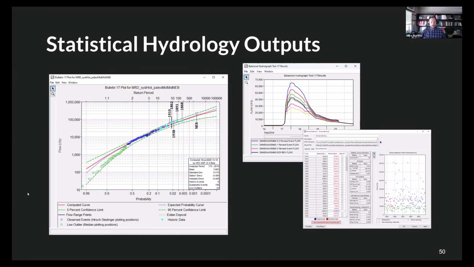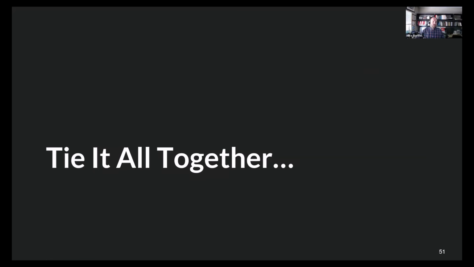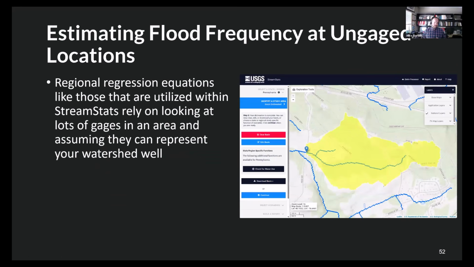I can also do other fancy things with that. I'm going to show here on the right-hand side. We can talk more about later if you're interested. But I also need to estimate flood frequency at not gauged locations, ungauged locations, right? So here's where I grew up in Pennsylvania, nowhere near a gauge, but I still need to estimate flood frequency.